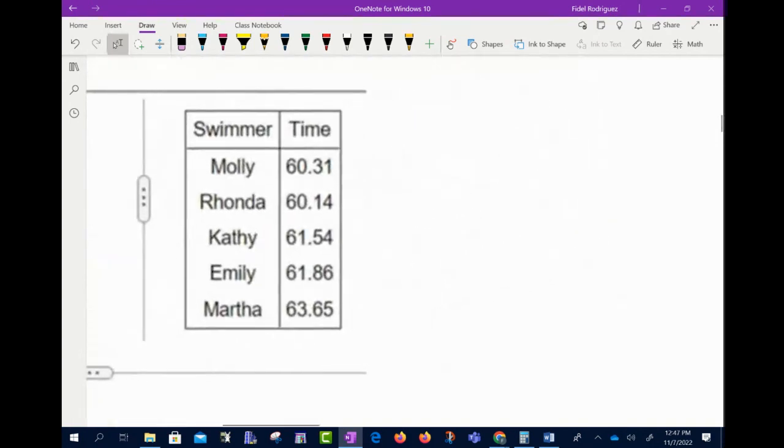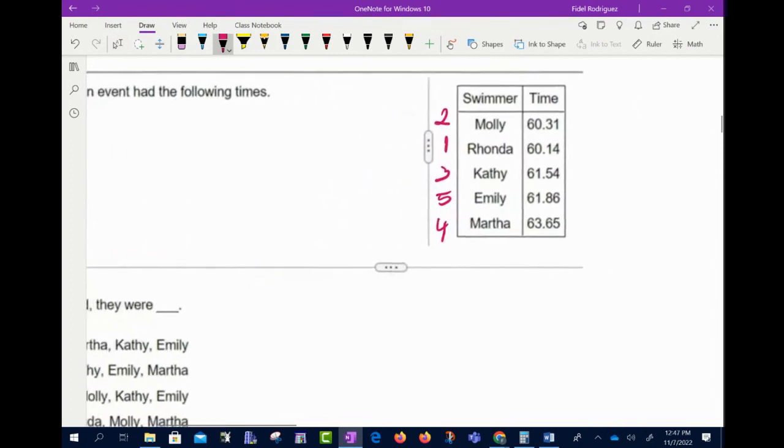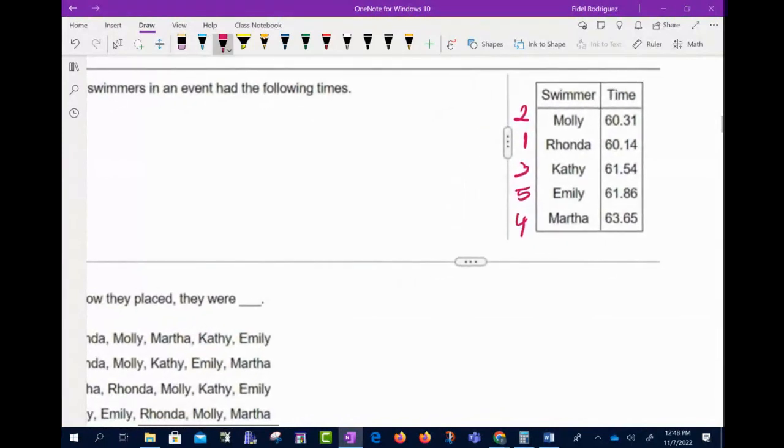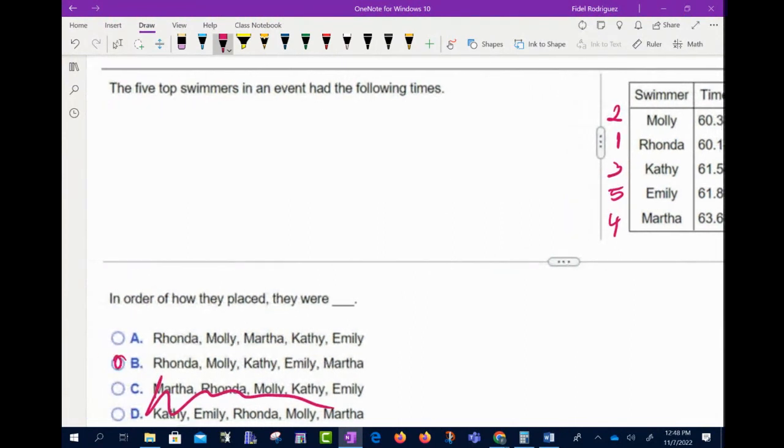Okay, so look, we're gonna do a little stare and compare. Let's take a look and let's put them in order from fastest to slowest. Do you guys agree that Rhonda would be in first place and then Molly in second? Who would come in third? Kathy, Emily, or Martha? So these are first two, right? Now I want to do a little stare and compare. Wouldn't Kathy be third? Wouldn't Martha be fourth? And wouldn't Emily be fifth? Right? So again, y'all, I'm going to look, okay, Rhonda, Molly, Kathy, Martha, and Emily. So it looks like choices 1 and 2 are Rhonda, Molly, Kathy. Okay, so choice B, right?